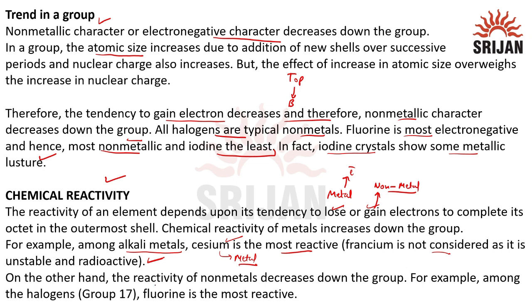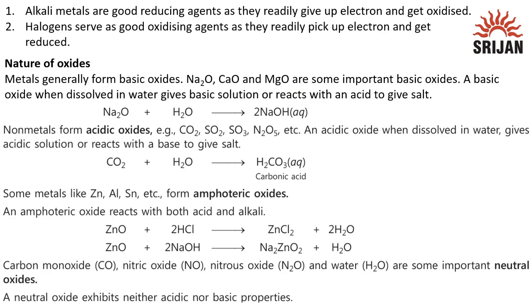Now on the other hand, the reactivity of non-metals decreases down the group. For example, among halogens, group 17, fluorine is the most reactive while iodine is the least reactive, right? Now, moving ahead, the alkali metals, that is the metals of group 1, are good reducing agents because they are very electropositive, as they have the tendency to lose their one electron in the outermost shell very fast. While the halogens serve as good oxidizing agents because they readily pick up an electron and reduce themselves.